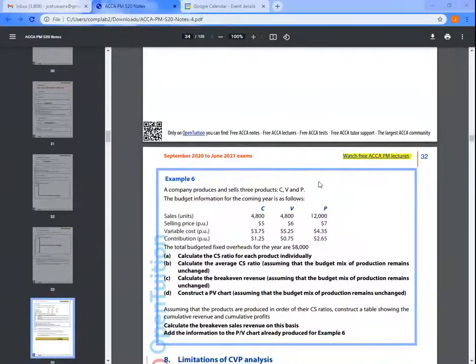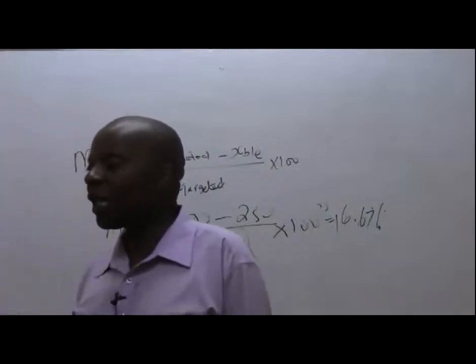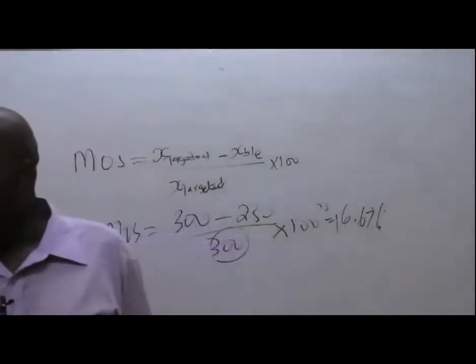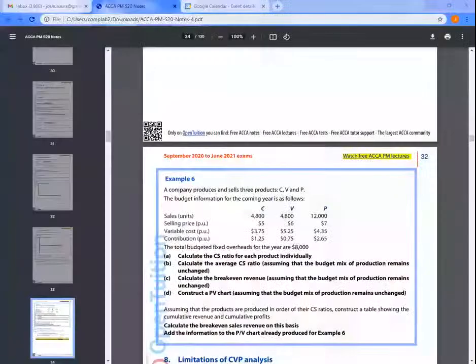They want us to calculate the CS ratio for each product individually. If my memory serves me well, we said that the CS ratio is the same as the CMR ratio. So I would want you to take exactly 2 minutes to compute the CMR ratios for each of those products.